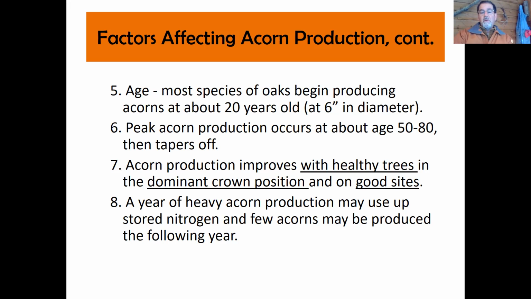Seven, acorn production improves with healthy trees in dominant crown position. In other words, they're high up in there, maybe reaching above the other trees. They've got good, healthy, large crowns, and on good sites too. That can affect acorn production. And then finally, a year of heavy acorn production may use up stored nitrogen, and few acorns may be produced the following year. That's true not only for oak trees, but I notice that with my persimmons quite regularly, that they'll produce a good crop of persimmon one year and nothing the next year, and maybe nothing for the next couple of years, and then it will pick up again.